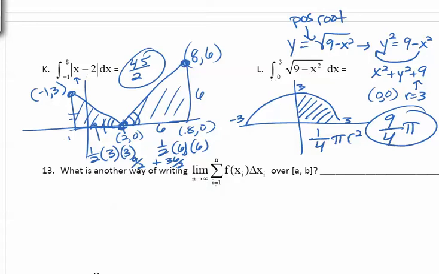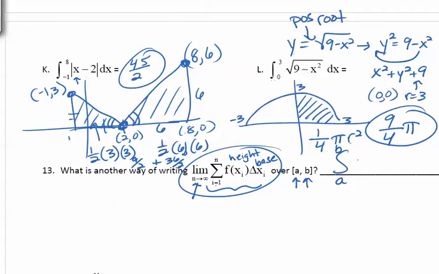Question 13. We're adding up rectangles. F of x is the height of each rectangle. Delta x is the base of each rectangle. So this is a Riemann sum, and we're letting the number of rectangles go to infinity. An infinite Riemann sum is the very definition of integral. So if we're going from A to B, this question is not asking you to do any work. Just do you know that this is the definition of an integral. So as soon as we do an infinite number of rectangles, we get the exact area.